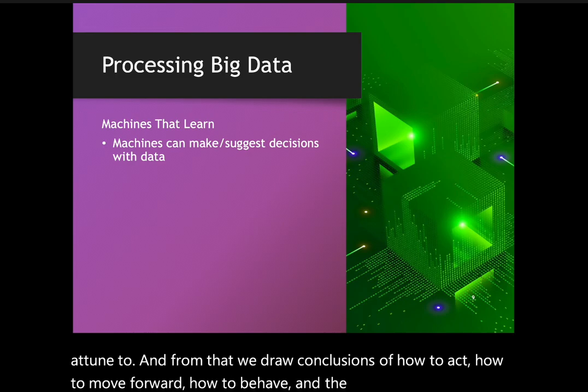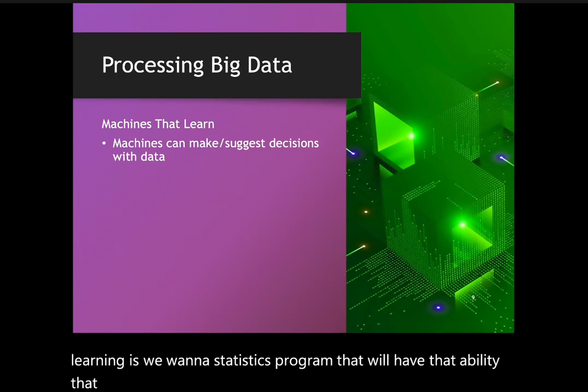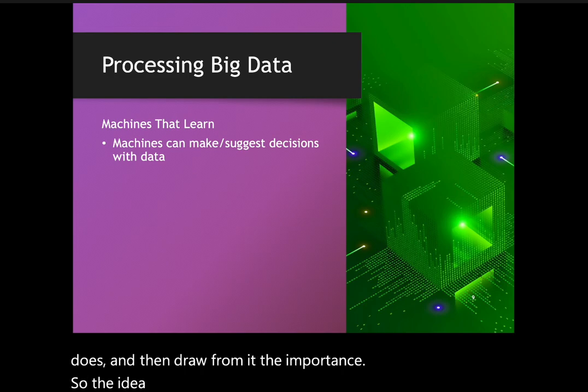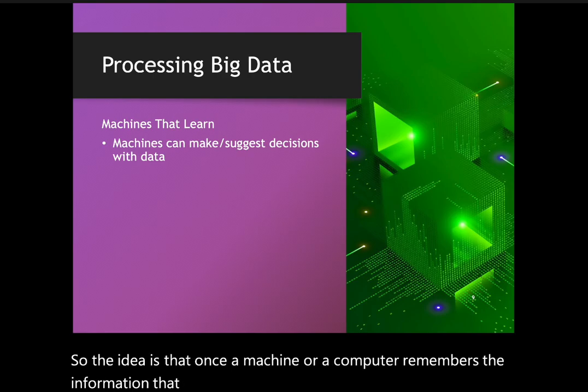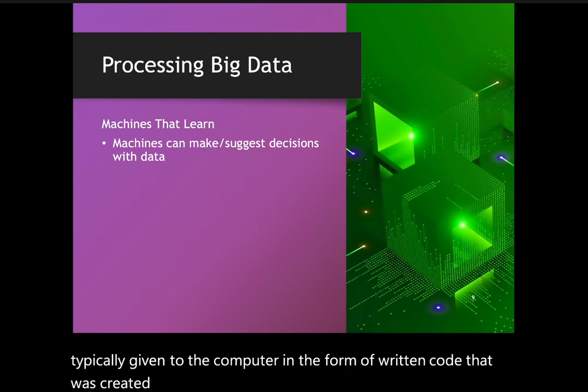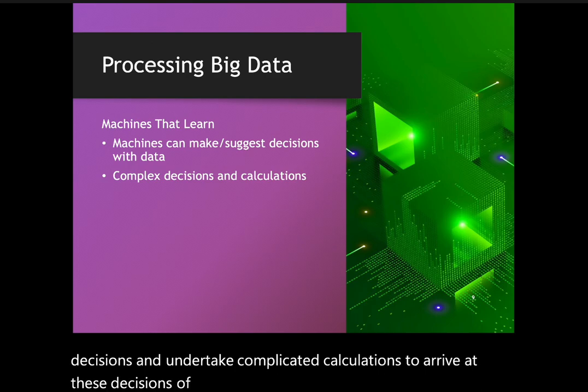And the idea with machine learning is we want a statistics program that will have that ability. That ability to take in all of this information like a human brain does and then draw from it the important stuff. So the idea is that once a machine or a computer remembers the information that is given to it and understands the goals that are typically given to the computer in the form of written code that was created by a human, that machine can then make complex decisions and undertake complicated calculations to arrive at these decisions of where to go from here.